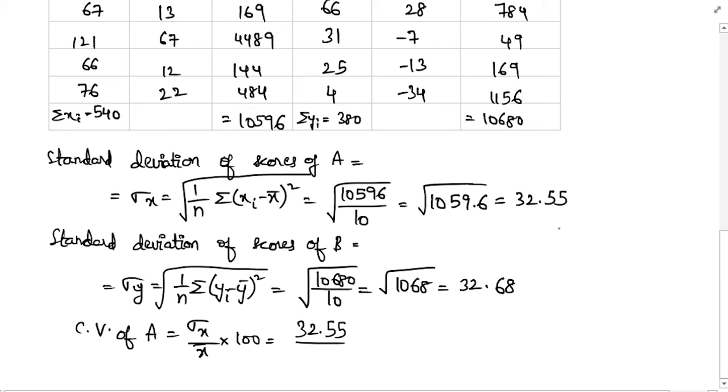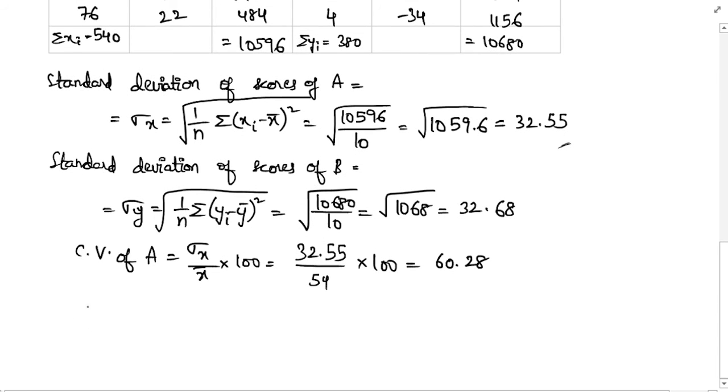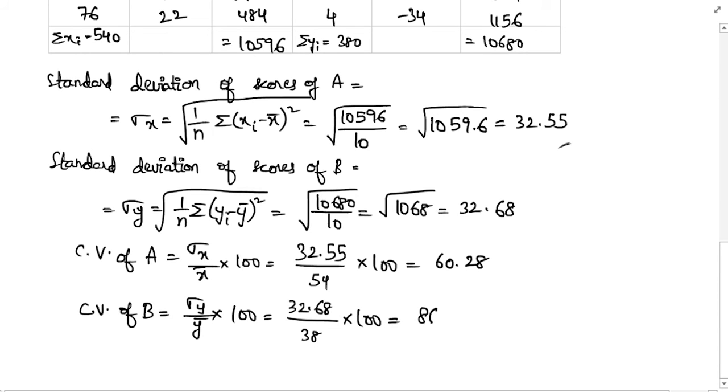32.55. We just got this, right? 32.55 divided by 54 into 100. Okay, that is equal to 60.28. Okay, and CV of B, that is equal to sigma y by y bar into 100, which is equal to 32.68. Okay, 32.68 divided by 38 into 100, which is equal to 86.